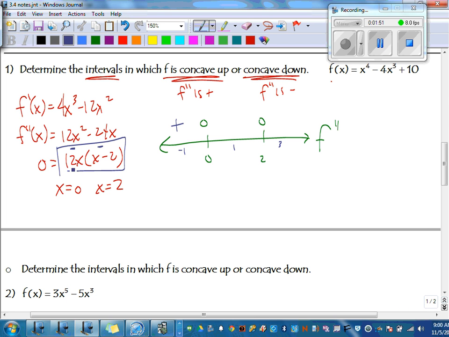If we put positive 1 in here, we're going to get positive here. This is still negative, so this is going to be negative. We put 3 in, we're going to get a positive and a positive. We multiply two positives, we get a positive.